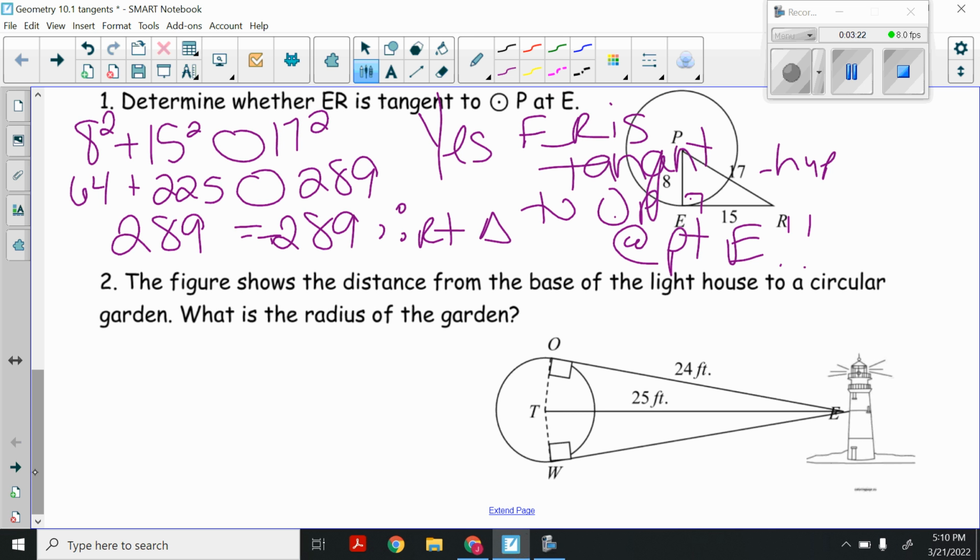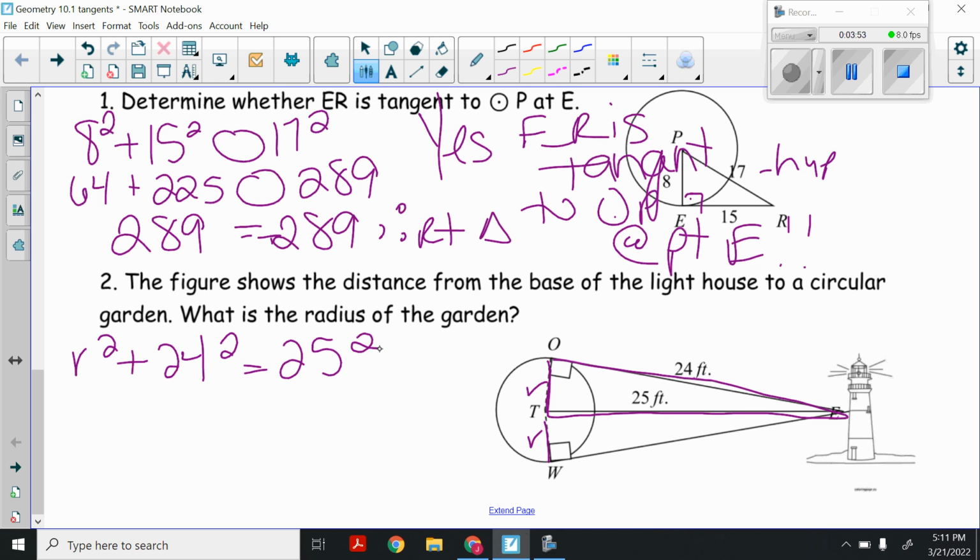Number two, the figure shows the distance from the base of the lighthouse to a circular garden. What is the radius of the garden? So my radius, this is R here. This is the length I'm looking for. My radius down here is also R. I'm going to use this top triangle though. See that I have a right triangle, and again, I'm just using the Pythagorean theorem. So I have R squared plus 24 squared is equal to 25 squared.